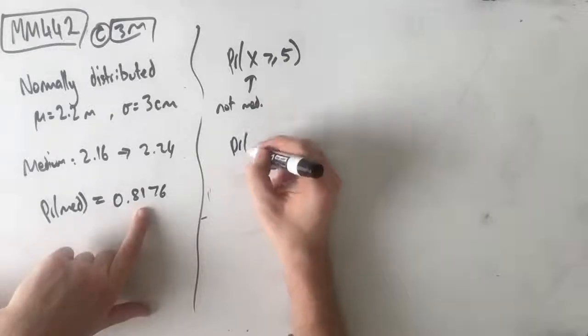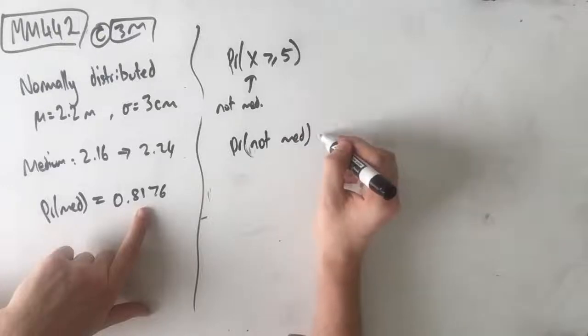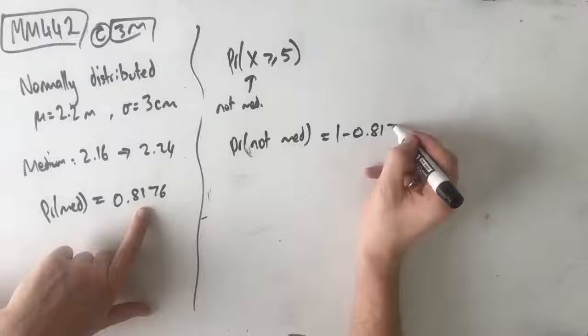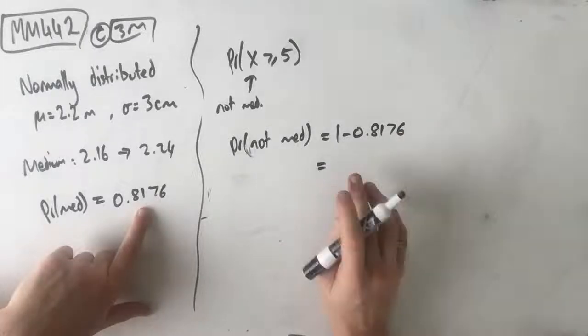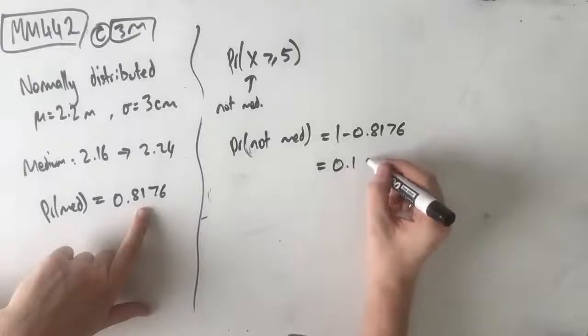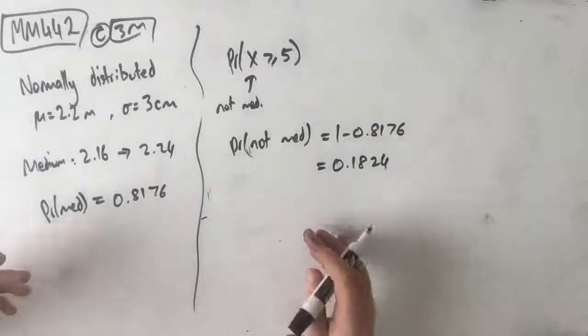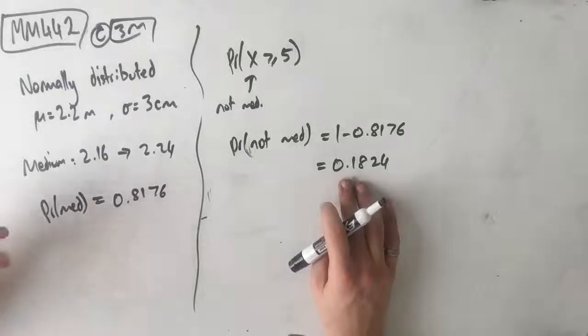So the probability that we get not medium equals 1 minus 0.8176, and this is equal to 0.1824. So the probability that any given pole is not medium is 0.1824. And we're looking for the probability that at least 5 of those 20 are not medium, right?